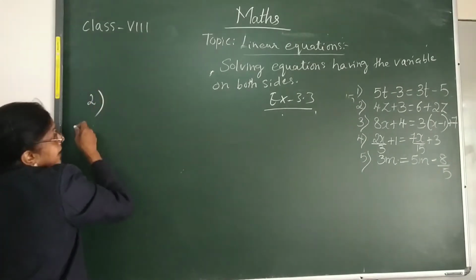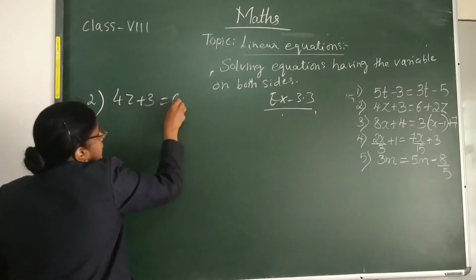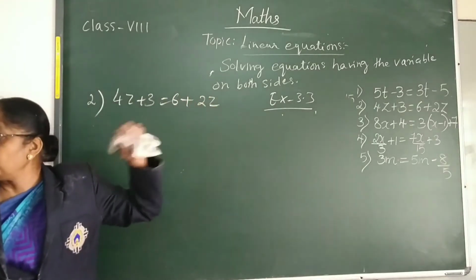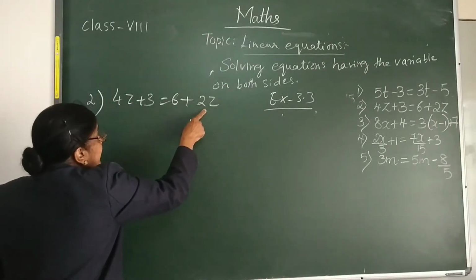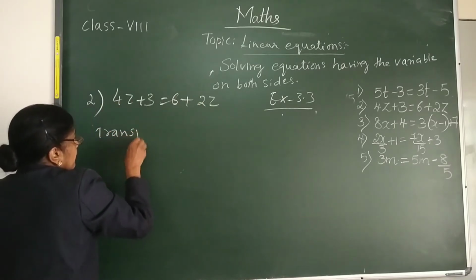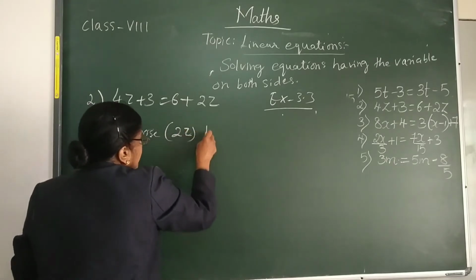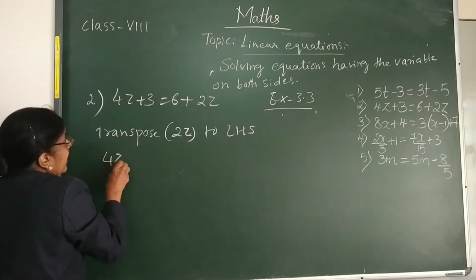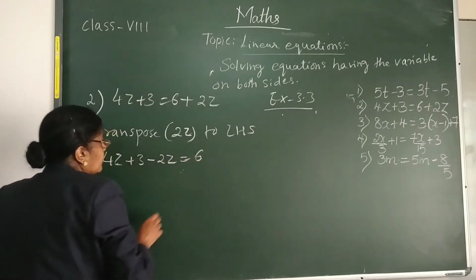Let us see the second sum. 4z plus 3 is equal to 6 plus 2z. Here also you can see variables are on both the sides. Let us see what we have to do. So first I am going to transpose 2z from the right hand side to the left hand side. So transpose 2z to the left hand side. So what do we get? Let us see. 4z plus 3 minus 2z is equal to 6.